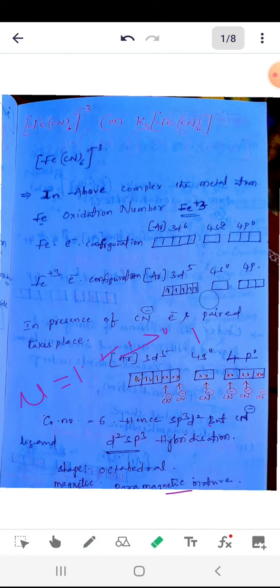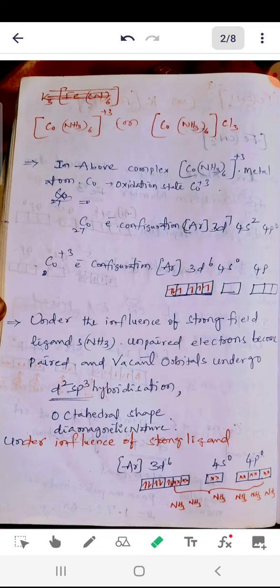Okay. Next structure we have to see here. One of the compounds here is hexaamminecobalt 3. Ammonia is the neutral ligand, and cobalt has oxidation number 3. In the above complex, the metal atom cobalt has oxidation number 3. Cobalt is atomic number 27, and the electron configuration is 4s2 3d7. Simply you can write 4s2 3d7 configuration, so 4s2 3d7 and 4p0, that is cobalt.